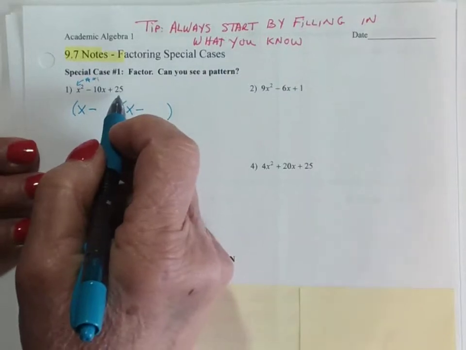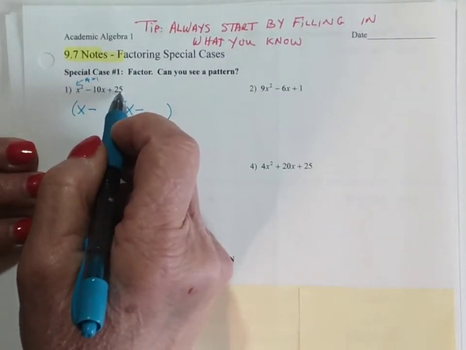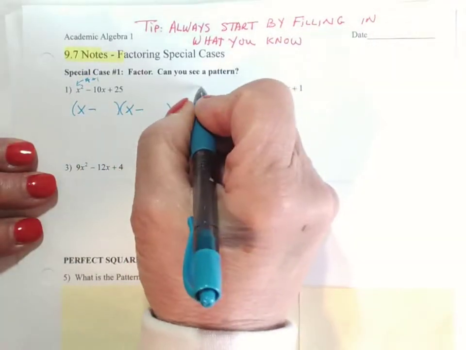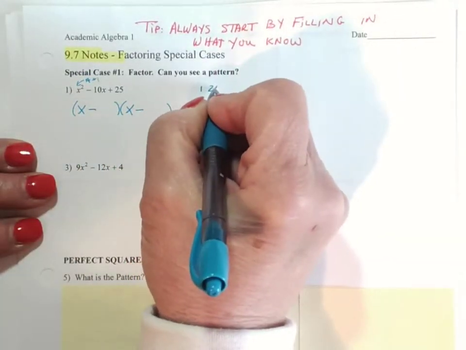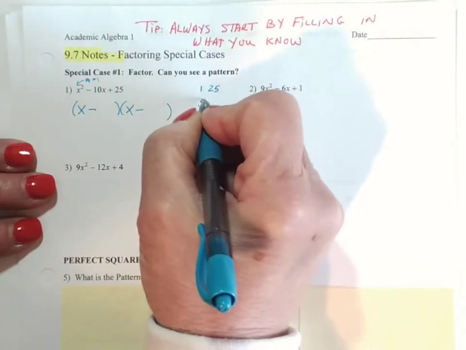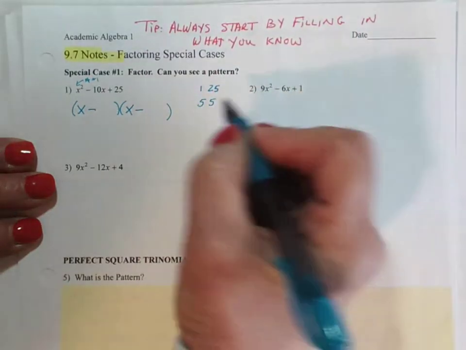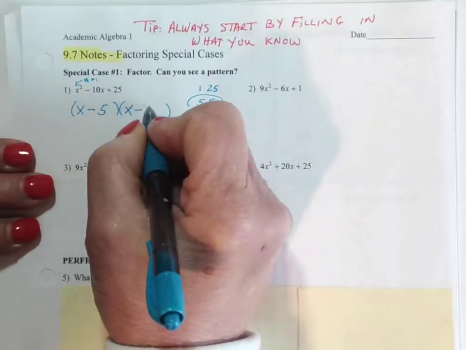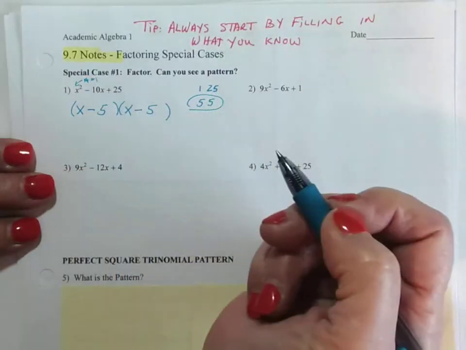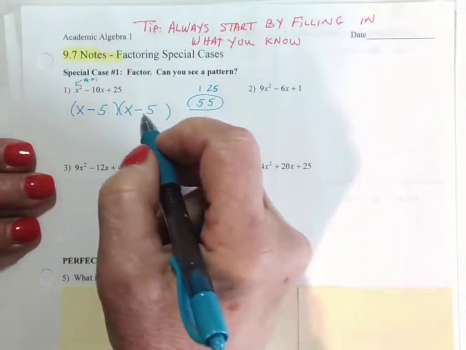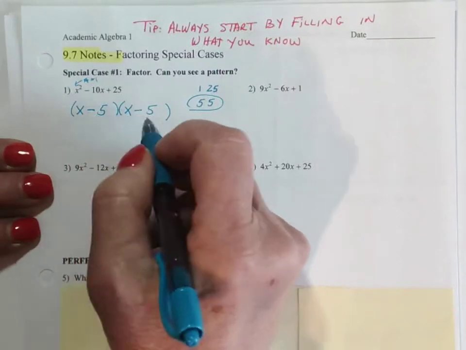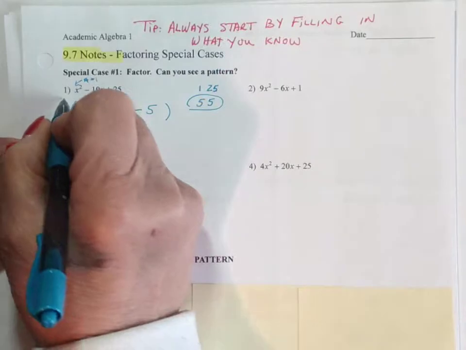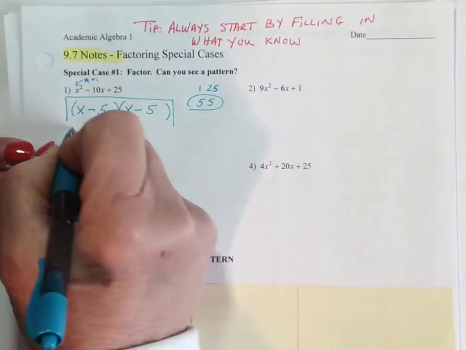We want two factors that multiply to 25 and add to 10. Well, the possible factors are 1 and 25 and 5 and 5. So if we take negative 5 times negative 5, we get positive 25. And if we take negative 5 plus negative 5, we get negative 10. And that's it, that's all we have to do.